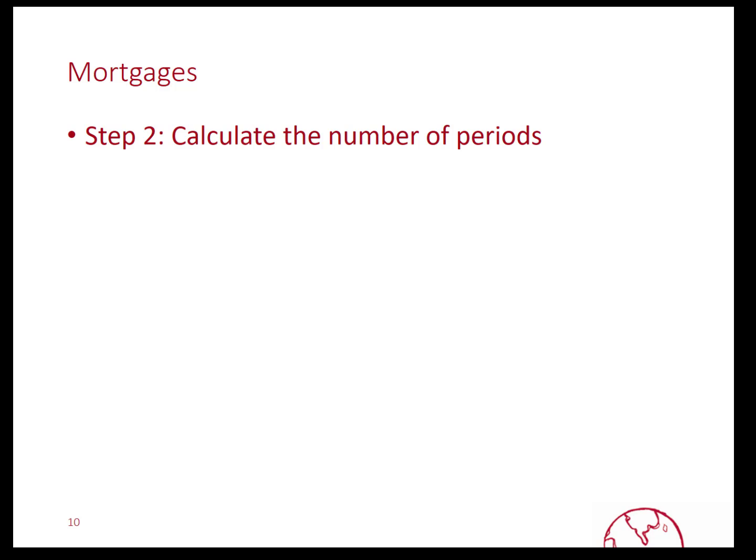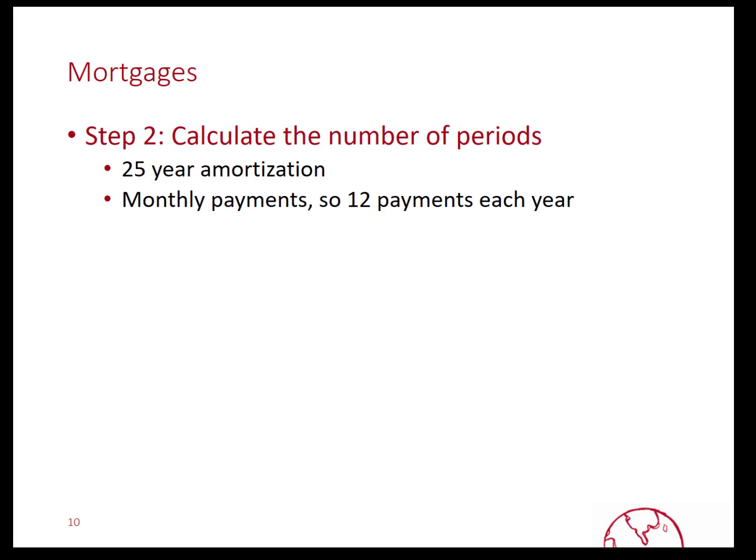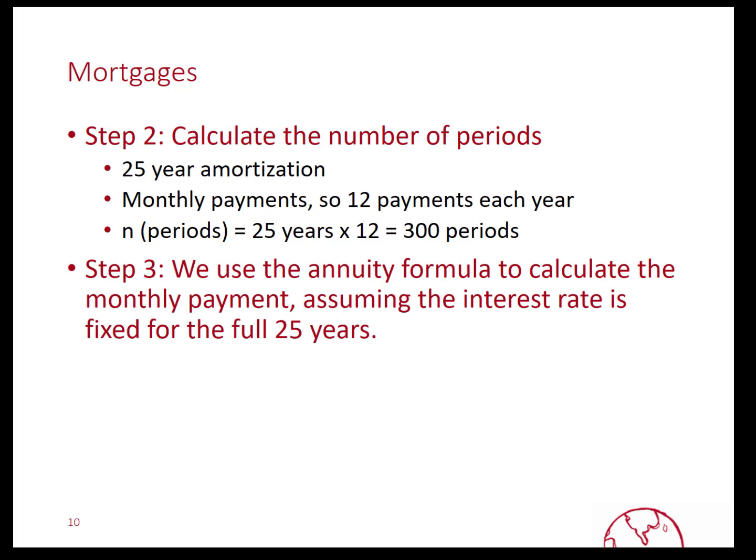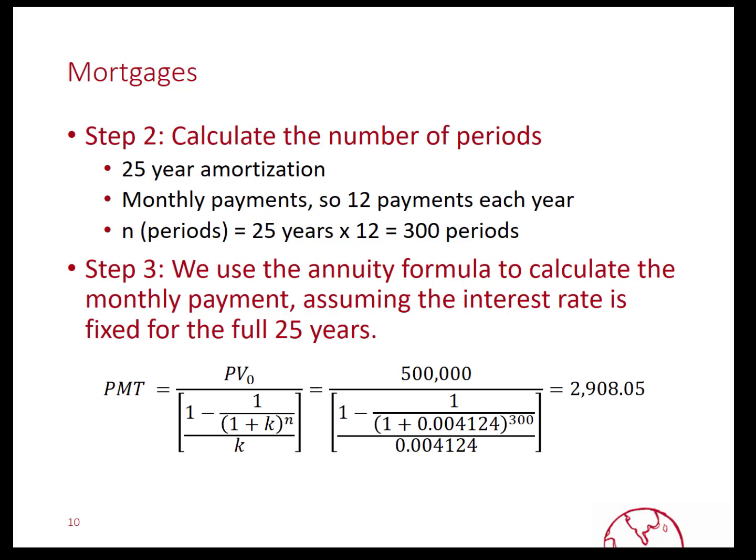Step 2, we calculate the number of periods. Even though it is a 25-year amortization, there are monthly payments, so 12 payments per year. So here, N, or the number of periods, is going to be 25 years times 12 payments per year, or 300 periods. We're going to need that for our annuity formula. Step 3, we use that annuity formula to calculate our monthly payment, assuming that the interest rate is fixed over the life of the mortgage, or the 25 years.